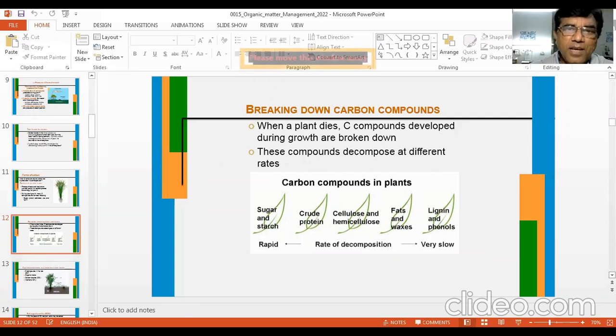So when a plant dies, any plant, the carbon compounds developed during growth are broken down. These compounds decompose at different rates. So these compounds or organic matter may come from any material, and sugar and starch are the first compounds that will be decomposed. The next are crude protein, cellulose and hemicellulose, fats and waxes, and in the end, lignin and phenols will be decomposed. So this is the sequence of decomposition of organic compounds in the plants.